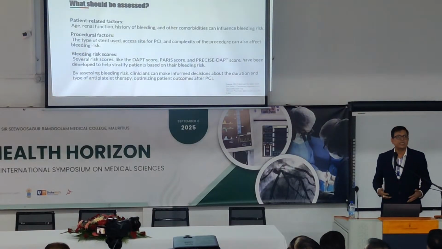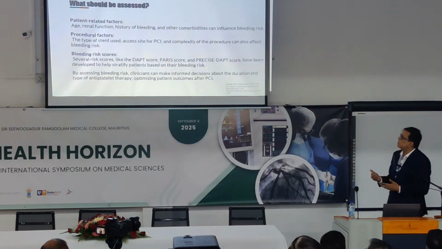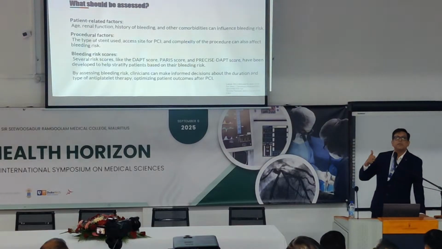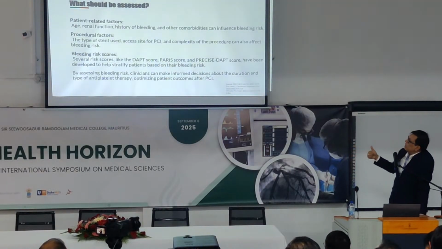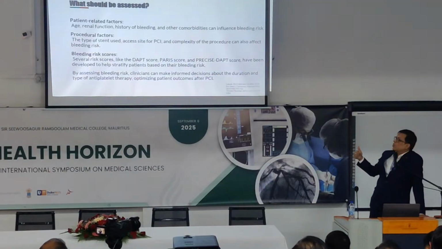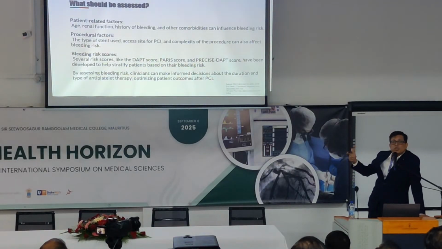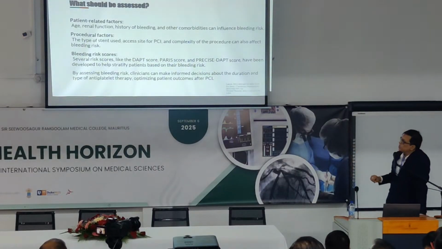Next, what should be assessed? What are the factors to be assessed for bleeding risk? One is patient-related factors. In that, we have to consider the age, renal function, history of bleeding, and any other comorbidity. Then procedural factors. If a bare metal stent is used, the duration is different. If a drug-eluting stent is used, it is different.